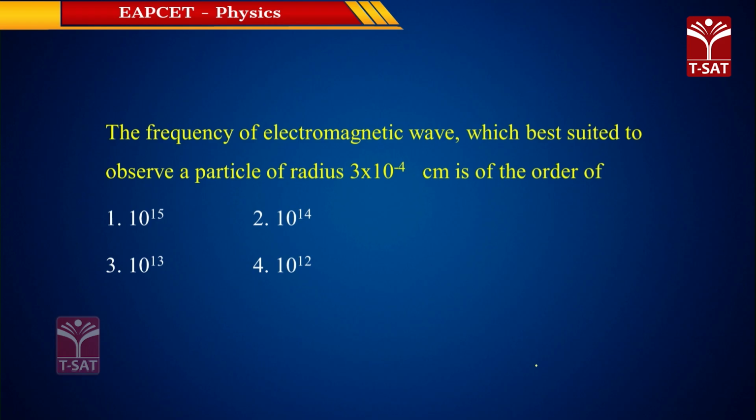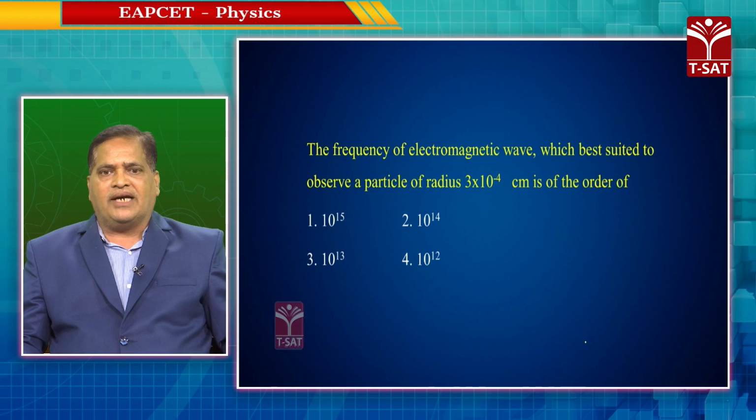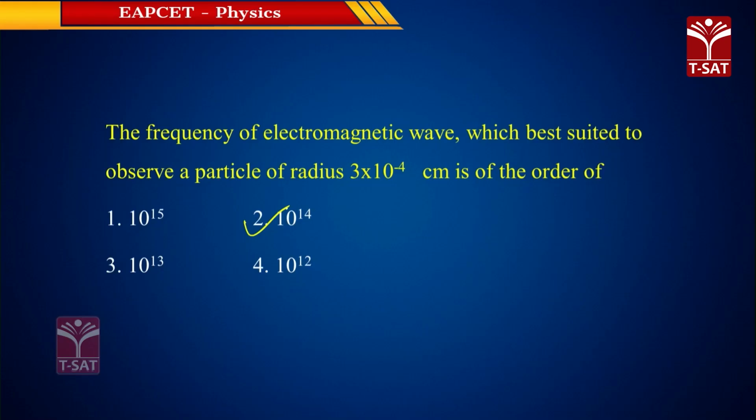Next question: the frequency of electromagnetic wave which is best suited to observe a particle of radius 3 into 10 to the power minus 4 centimeter is of the order of... 10 to the power 15 is there, 10 to the power 14 is there, 10 to the power 13 is there, 10 to the power 12 is there. Here that is the second option, that is 10 to the power 14.